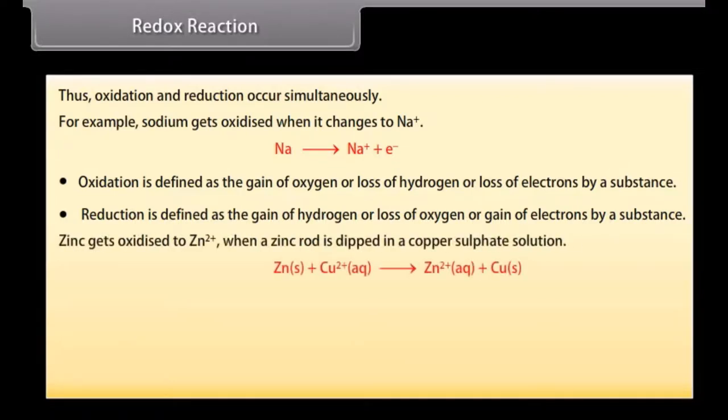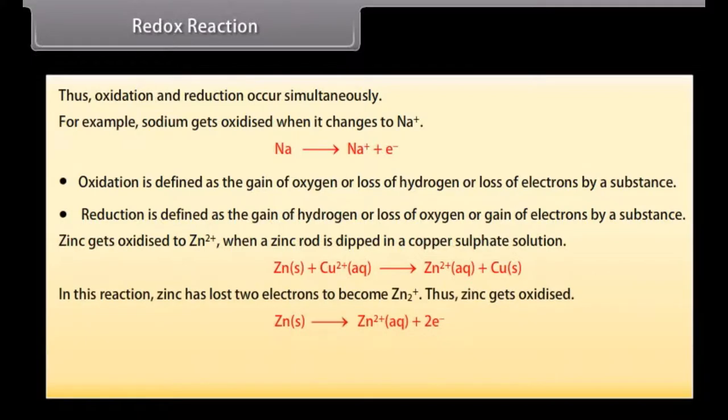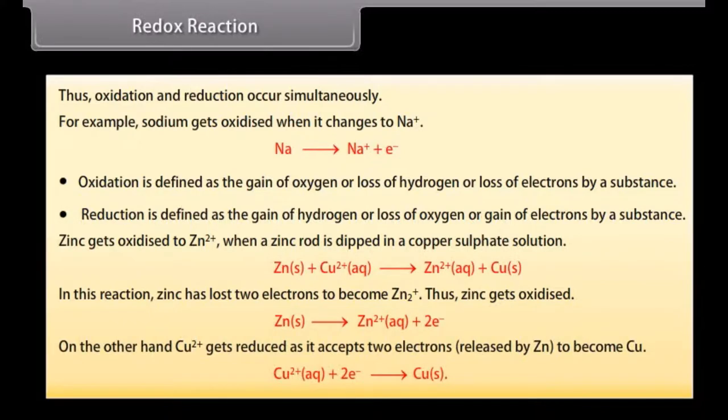Zinc gets oxidized to Zn2+ when a zinc rod is dipped in a copper sulfate solution. In this reaction, zinc has lost two electrons to become Zn2+. Thus, zinc gets oxidized. On the other hand, Cu2+ gets reduced as it accepts two electrons released by Zn to become Cu.